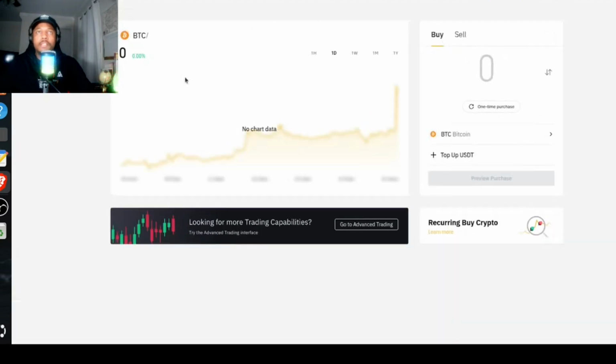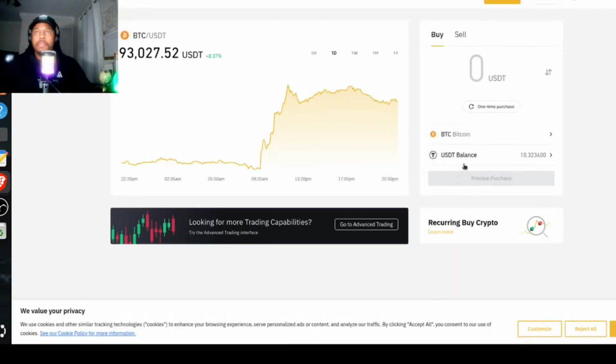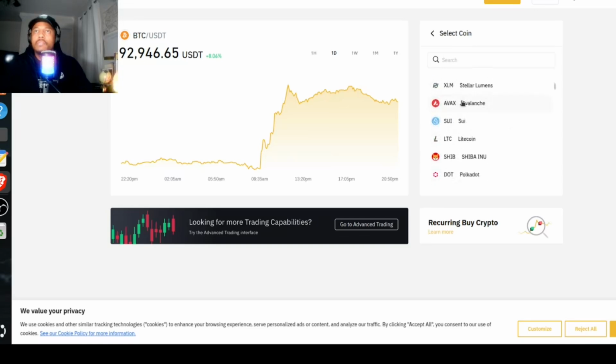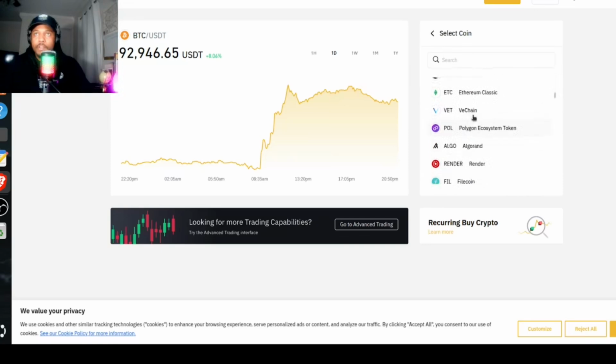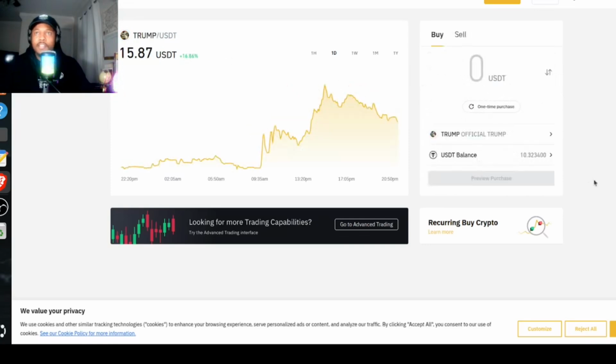Then you can buy crypto. Once you deposit that cash into here, you can buy crypto using, it looks like, USDT. You can go through the list. USDT is Tether, and once you do that, you just select something. This one's for all you fanboys out there. You could get the Trump coin.